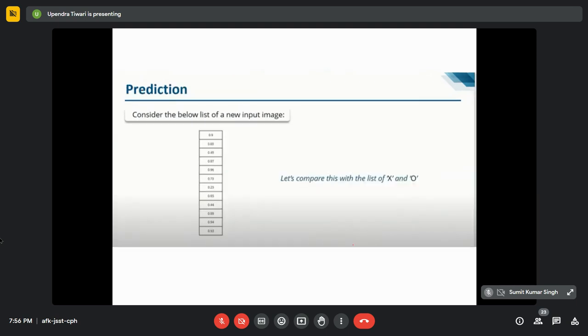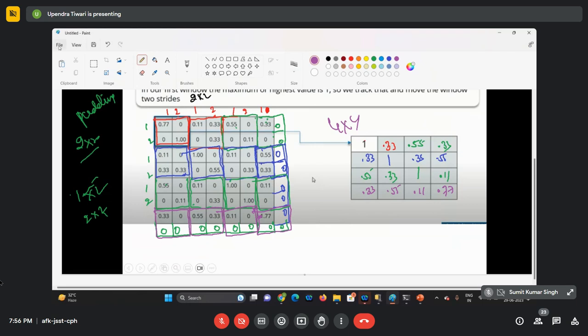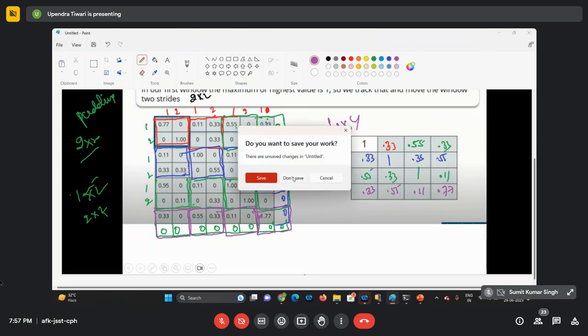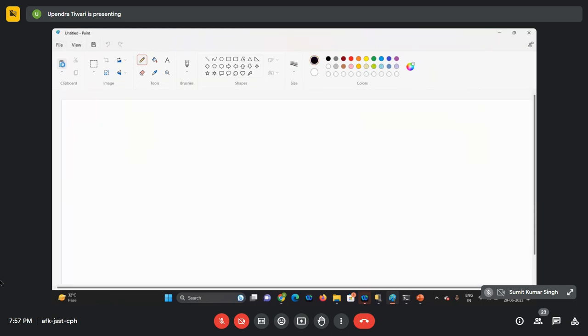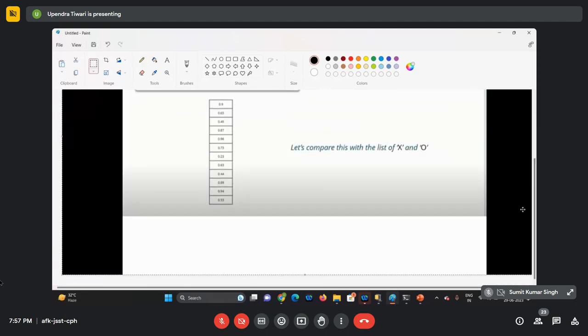You input this image, and obviously this image will go through the convolution, ReLU, pooling, and the fully connected layer. And after that, you got this one, and you just try to identify whether this input image that you have given is the X or O. Okay, so let me check it for X.